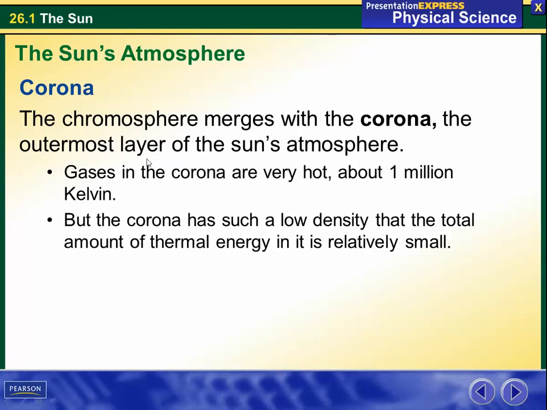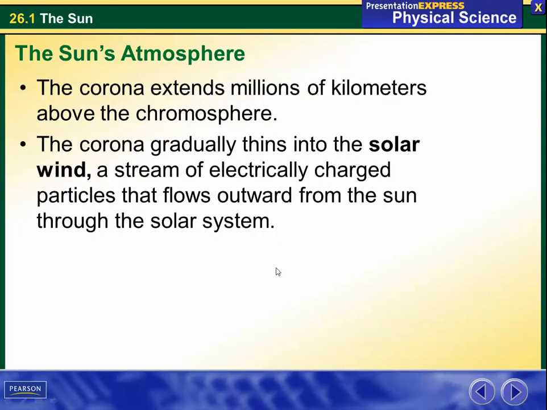And then our outermost layer is called the corona. It's very hot, about 1 million Kelvin. It's the outermost layer of the sun's atmosphere. It has a very low density, and the total amount of thermal energy in it is relatively small. There are not a lot of gases there; the gases that are there are at very high temperature, very spread out, and moving very quickly. So there's not a ton of total energy because there are not a lot of actual particles in that area. It's so spread out that it extends millions of kilometers above the chromosphere.